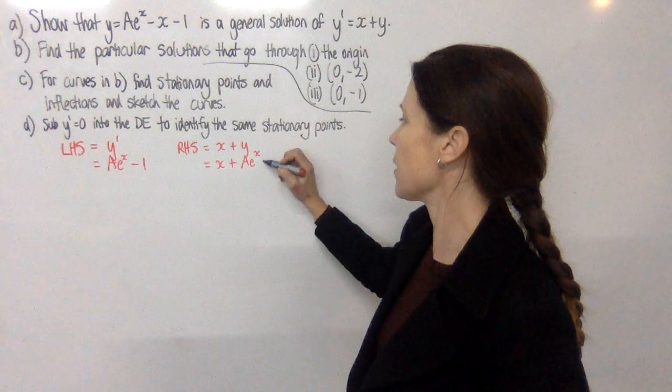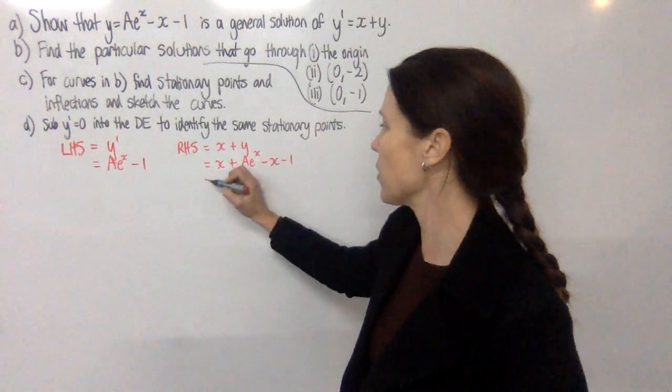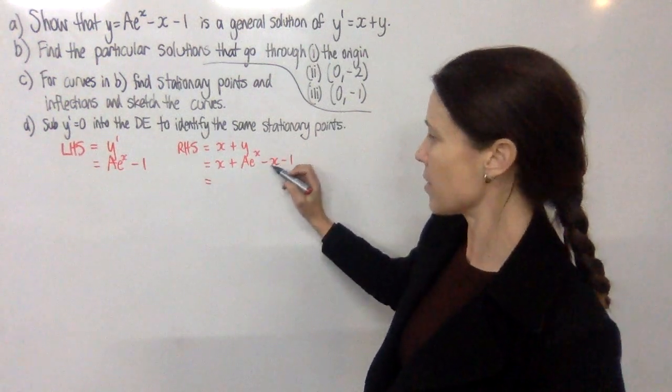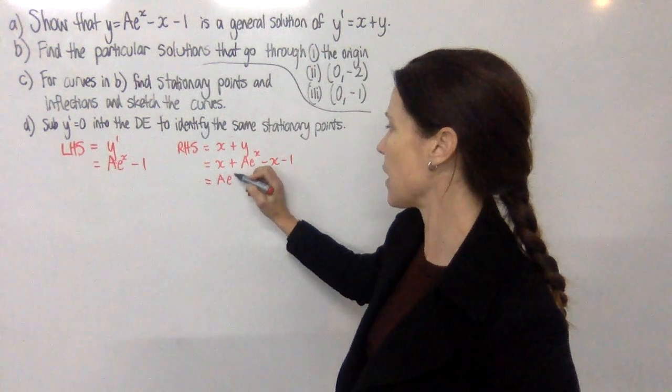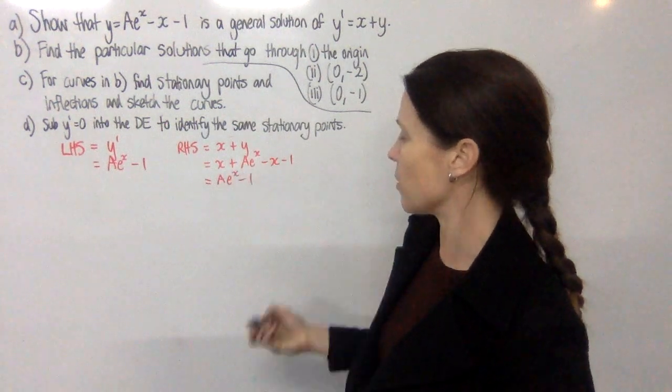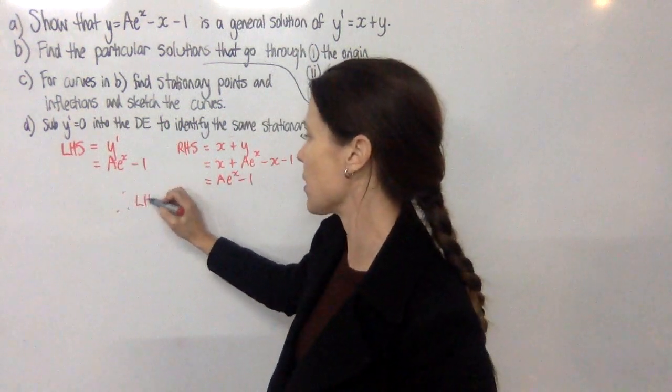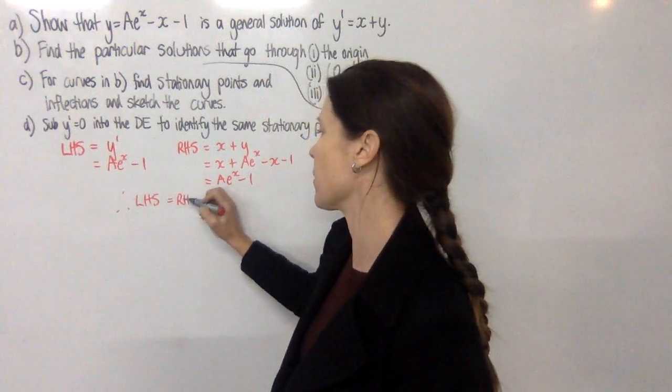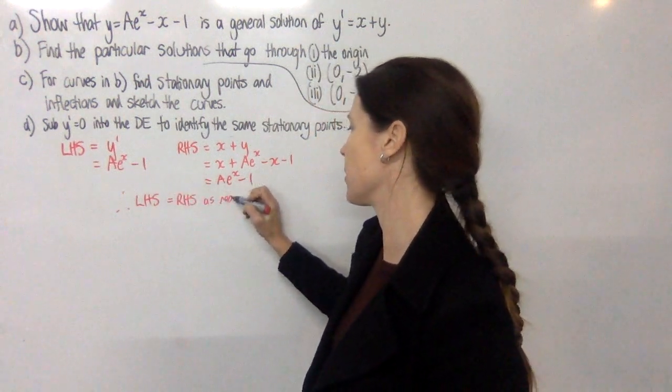So let's write it out to make it really clear, like a proof. And we can see then that x minus x are going to cancel out, and we just get a e to the x minus 1. So therefore, the left-hand side equals the right-hand side, as required.